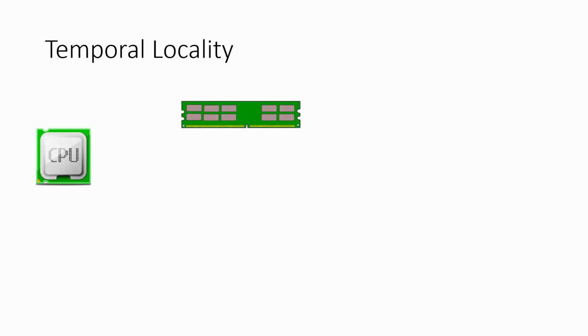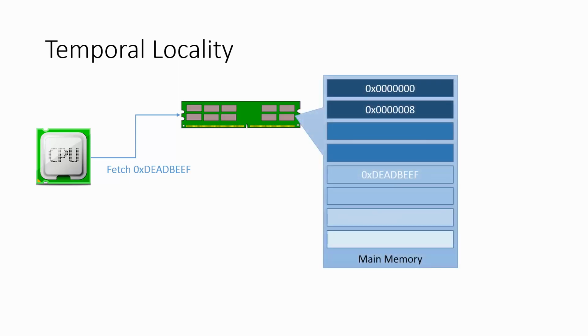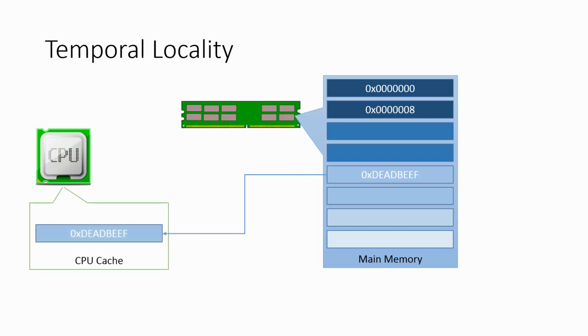There are two types of locality that most caches use. I'll be discussing the first one, which is temporal locality. So imagine you had a CPU that's interacting with main memory, and the CPU issues an instruction to fetch a particular address of memory, DEA, BEF, for example. The main memory then looks up that particular address, fetches the data item, and then copies it back to the CPU, where the CPU keeps that data in cache.